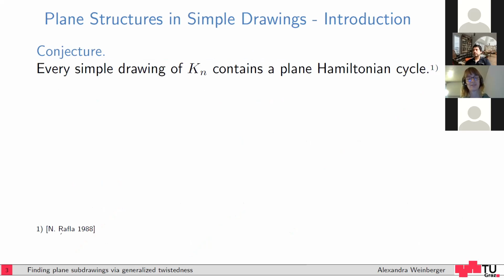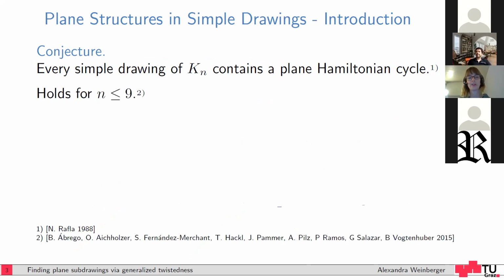One of the questions, the one that we are going to focus on, also has to do with the fact that we don't like crossings. And this is the question of whether any simple drawing of the complete graph always contains a plane Hamiltonian cycle. It is conjectured that the answer to this question is yes. This has been conjectured already in 1988 and has been verified for graphs of up to 9 vertices, and also proven for some families and special types of simple drawings. But in general, it's still a conjecture.